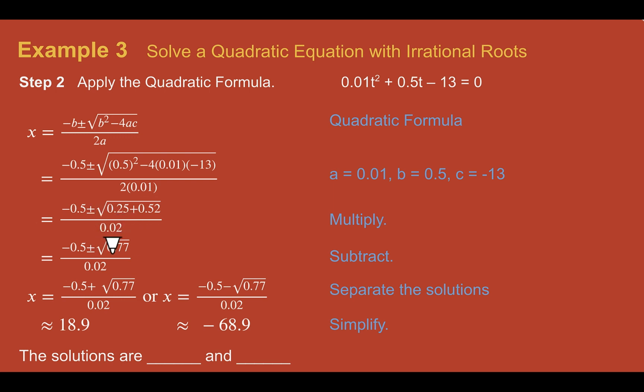The square root of 0.77 is not a perfect square, so it's not going to come out nicely. This is where we're going to need our calculator. This becomes an irrational number, so we'll have to round it off. We're still going to separate our solutions, so negative 0.5 plus the square root, whatever that comes out to be, divided by 0.02, and negative 0.5 minus that square root, divided by 0.02. So we can just use a calculator. When we add and then divide it out, we end up with 18.9, and subtracting, we end up with negative 68.9. Again, just using a calculator to come up with those answers, and rounding off to the nearest tenth.